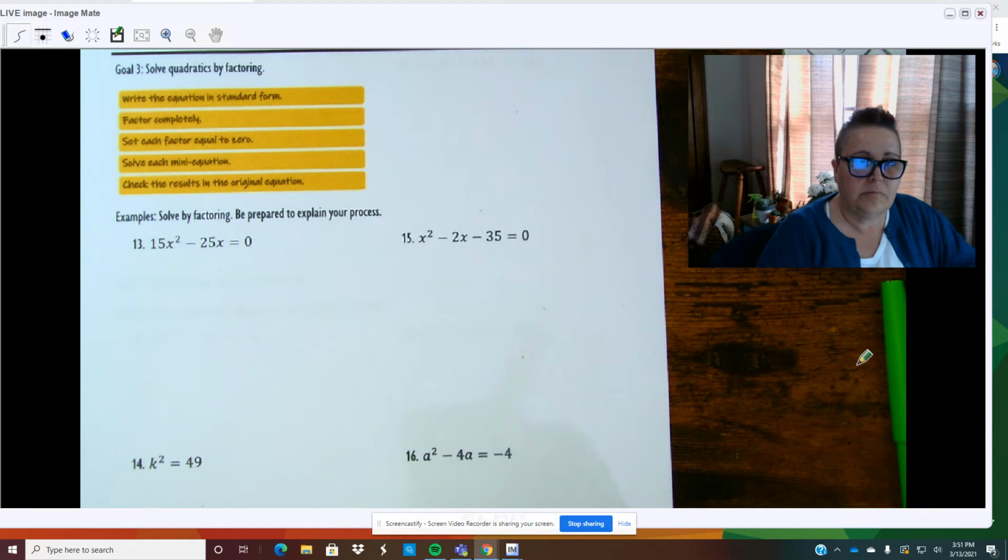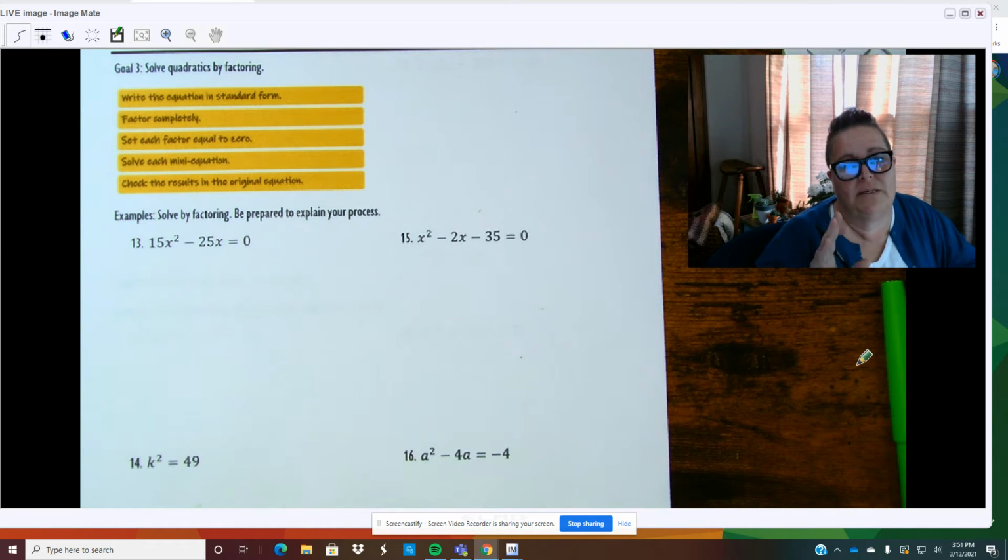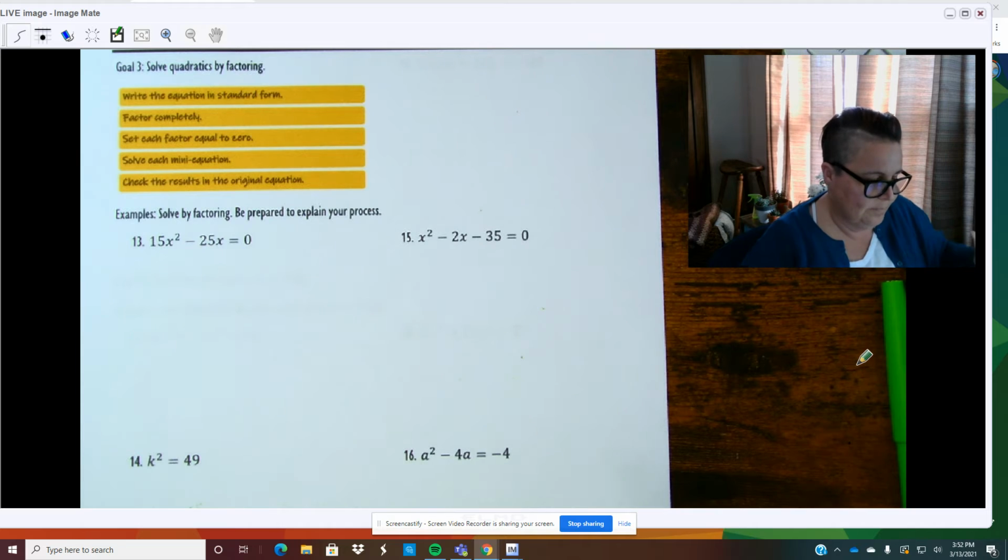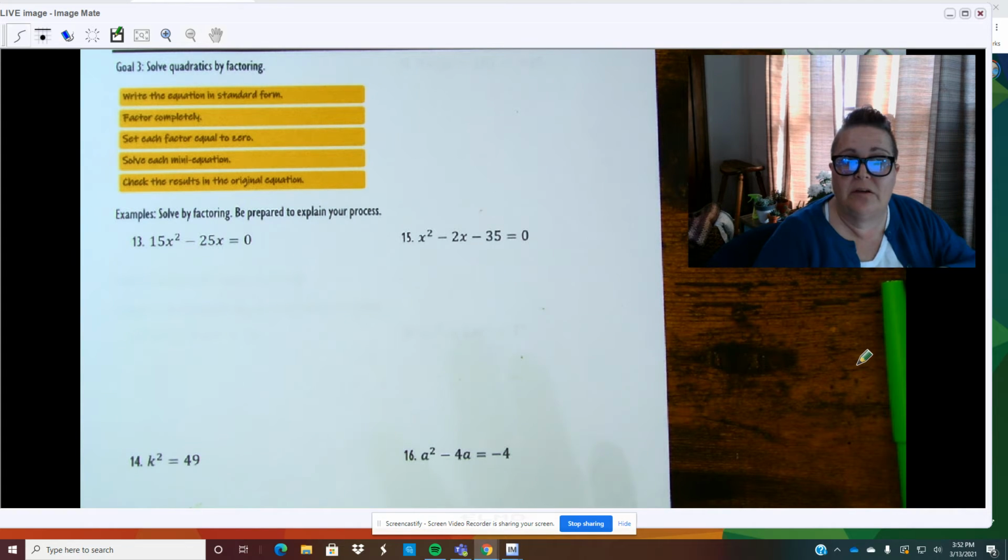Okay. All right. So when we solve a quadratic by factoring, I've written out the steps here because I feel like it's important and you may want it as reference. So the first thing we're going to do is make sure our equation is in standard form. Then we're going to factor that quadratic equation completely. We're going to use the zero product property and set each factor to 0, solving the mini equations that result. Then we're going to check our results in the original equation to make sure that they work.